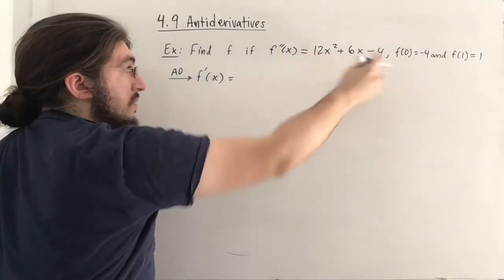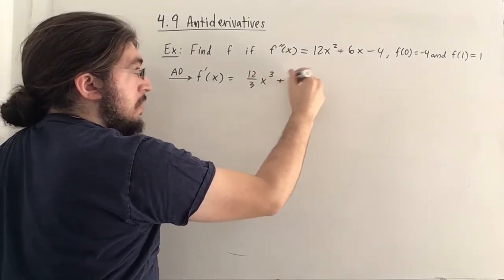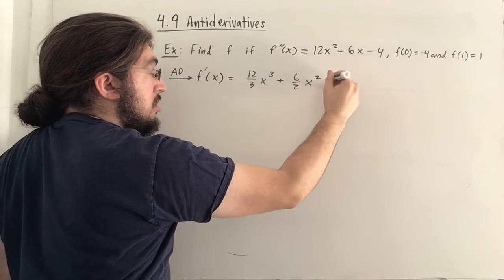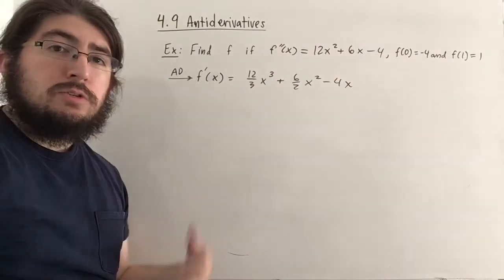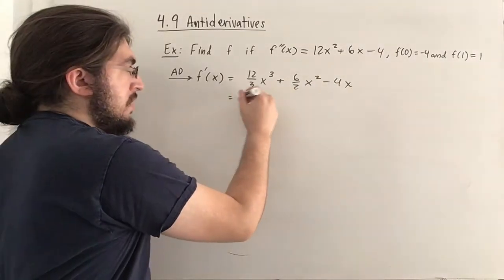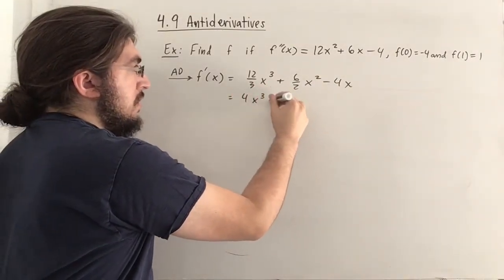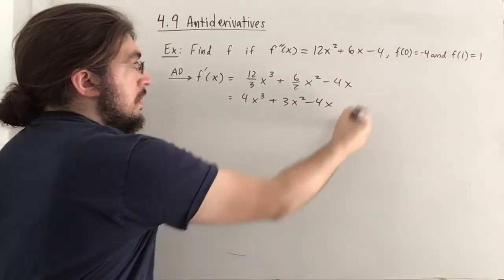We get antiderivative of this, which is 12 over 3x to the 3 plus 6 over 2x to the 2 minus 4x. So I hope we see how I got this. I'm just using those antiderivative rules that we developed earlier. And if you simplify a little bit, you get 4x to the third plus 3x squared minus 4x plus c.